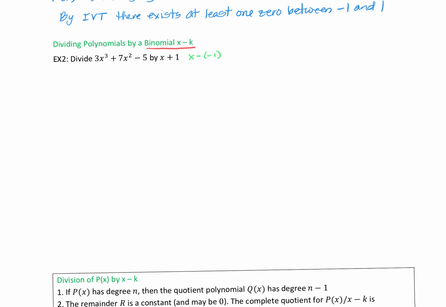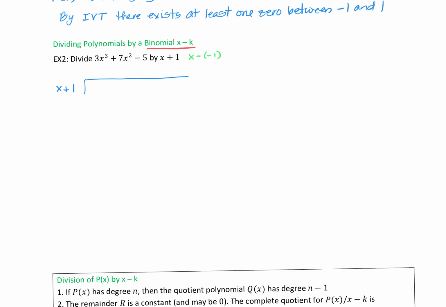So x plus 1, that's what we're dividing by. That's what we call our divisor. That would go on the outside of our division bar. And then what goes underneath our division bar is 3x to the third plus 7x squared minus 5.